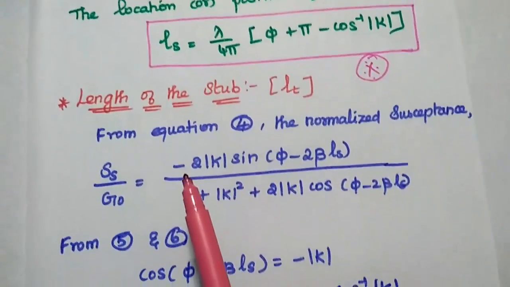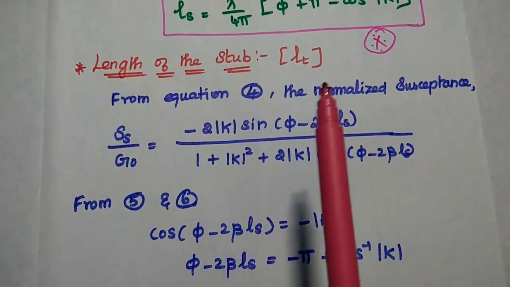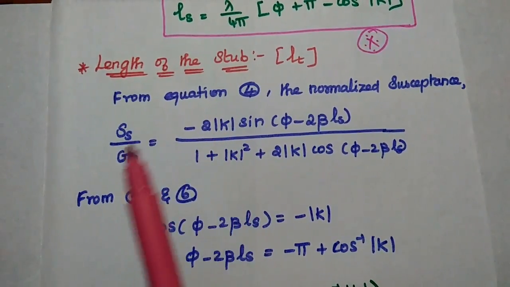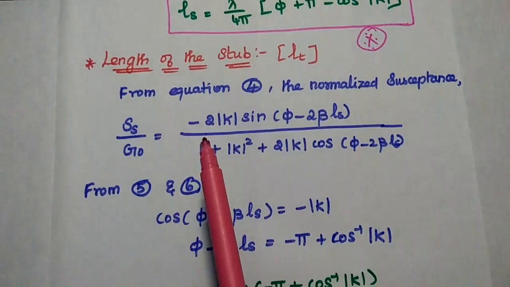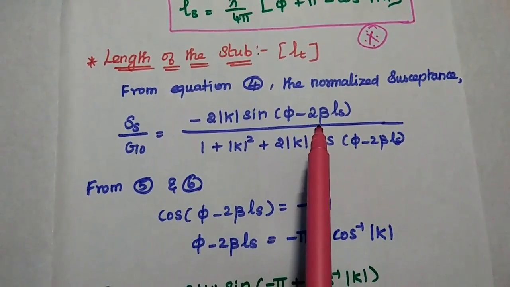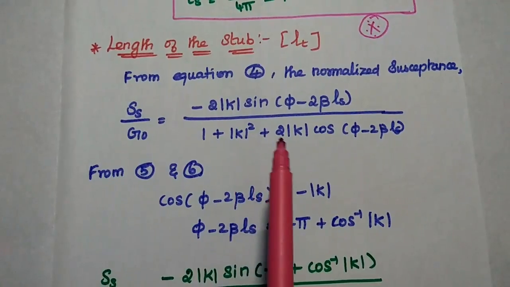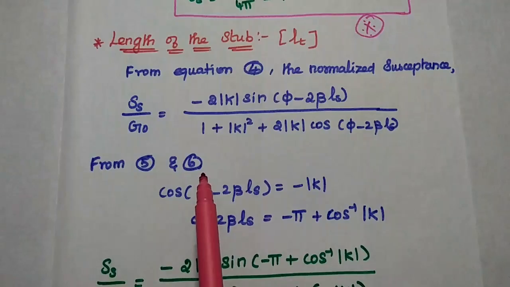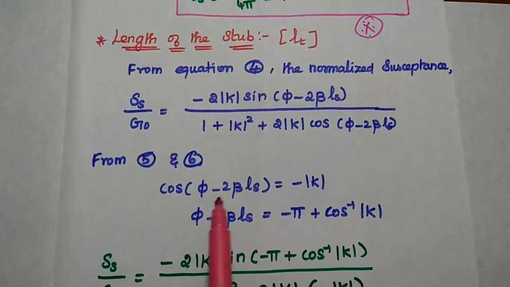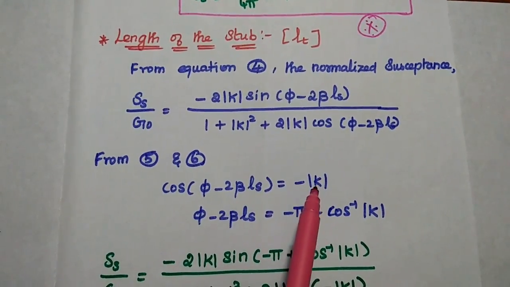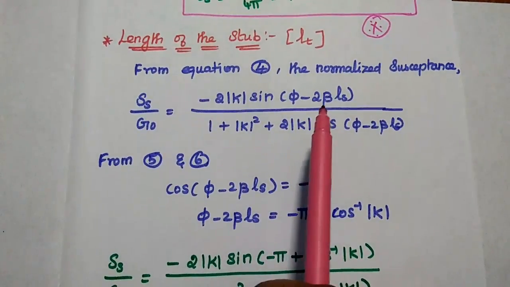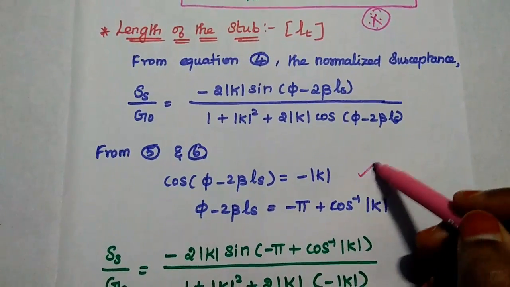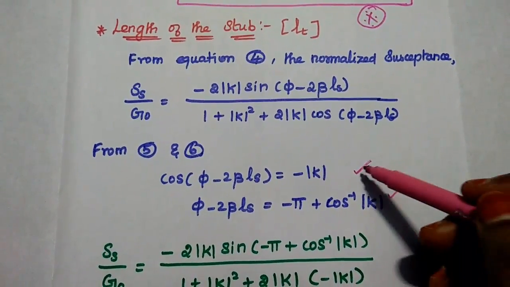Okay. So next we are going to derive the length of the stub, that is denoted as Lt. For that we can use the fourth equation, that is the normalized susceptance Bs by G naught is equal to minus 2k sin(phi minus 2 beta Ls) divided by 1 plus k squared plus 2k cos(phi minus 2 beta Ls). So from the fifth and sixth equations, this cos(phi minus 2 beta Ls) can be written as minus k. Here this phi minus 2 beta Ls can be written as pi minus cos inverse of k. So these two are very important equations, that is the fifth and sixth equations.